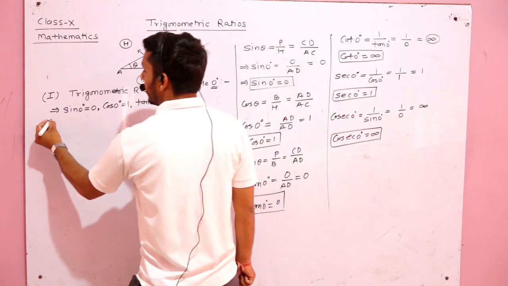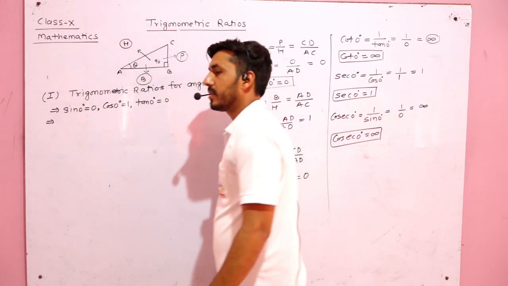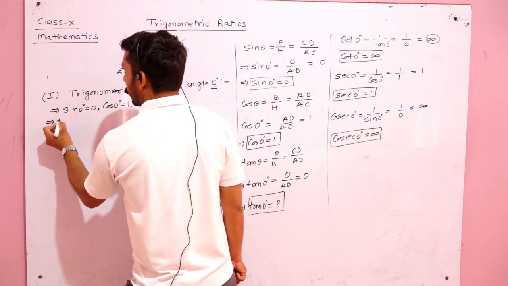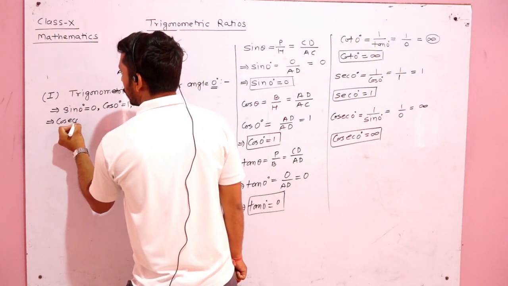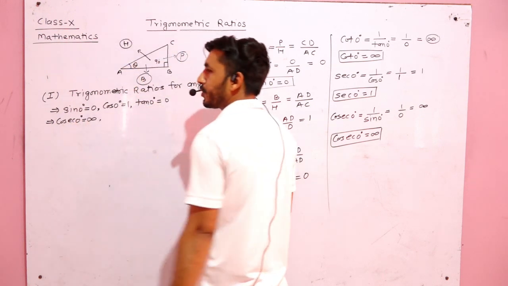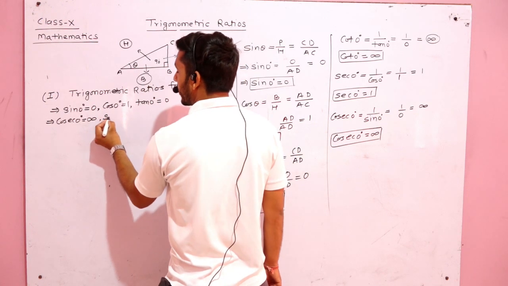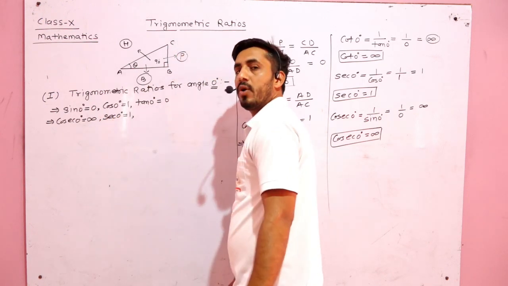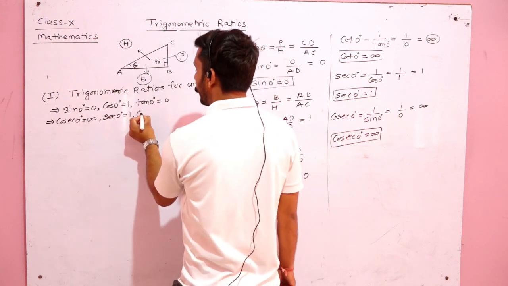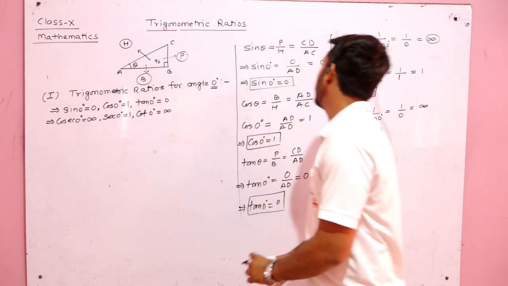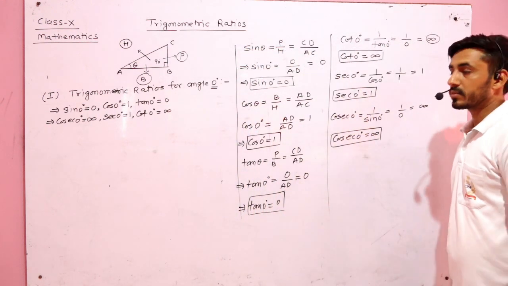In the next line, here I can write the opposite functions respectively. What is the opposite of sine? We know cosec. Then cosec 0 degree is equal to infinite. What is the opposite of cos 0? It means sec. Sec 0 degree is equal to 1. And what is the opposite of tan 0 degree? It is cot 0 degree, and the result will be infinite. We can see directly from here.